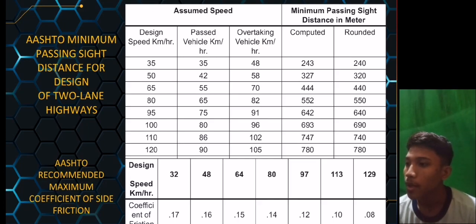The two tables show the AASHTO minimum passing sight distance for design of two-lane highways and AASHTO recommended maximum coefficient of side friction.